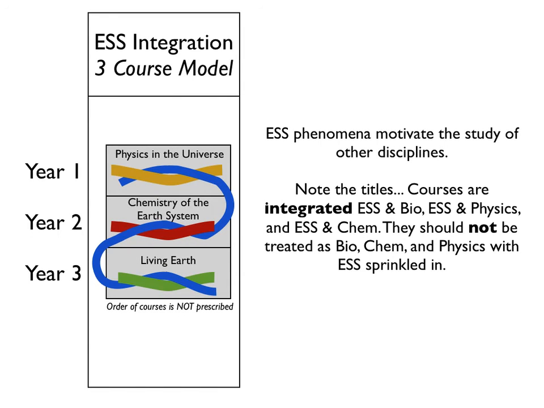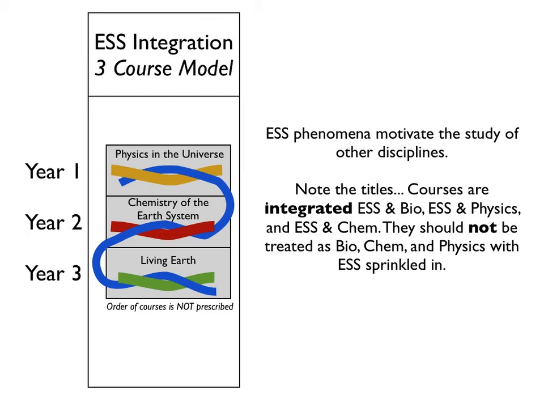So there's somewhat of a compromise, if you will, in between these two. The Earth Science Integration, the three-course model, where we created 3 new example courses where Earth and space science phenomena motivate the study of other disciplines. Now let's look at the titles of these courses. They're the Physics in the Universe, Chemistry of the Earth System, and The Living Earth.